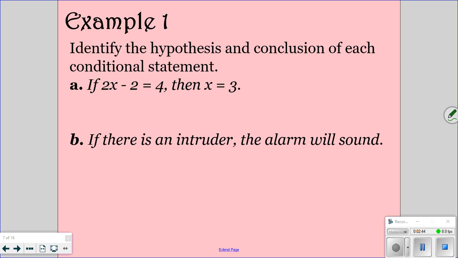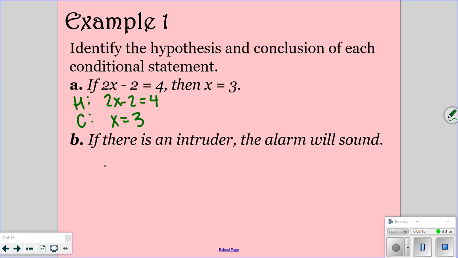So we want to identify the hypothesis and conclusion for each of these. I'm just going to say hypothesis H and conclusion C. The hypothesis on this one would be 2x minus 2 equals 4. You don't include an if or then when you're writing your hypothesis and conclusion. For this next one, the conclusion would be x equals 3. So that's your hypothesis and your conclusion.